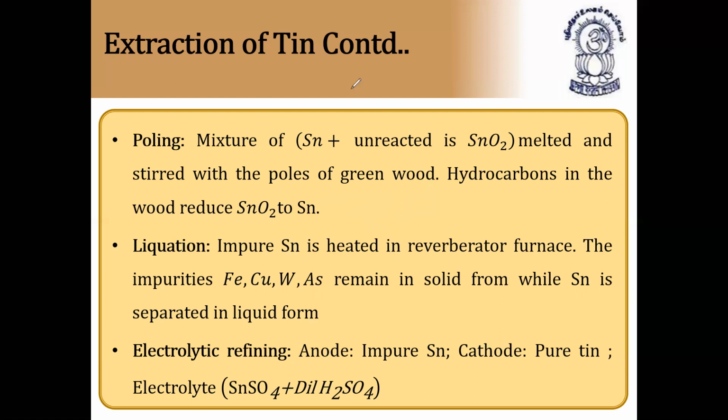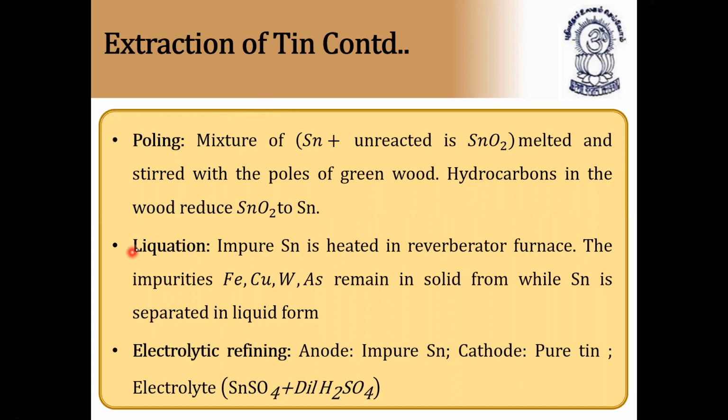Let us see now. First, we have concentration of tin by using the electromagnetic separation method. Second, what is the second method we have? The tin ore is roasted. In that roasting, sulfur is removed as sulfur dioxide and arsenic is removed as arsenic oxide.